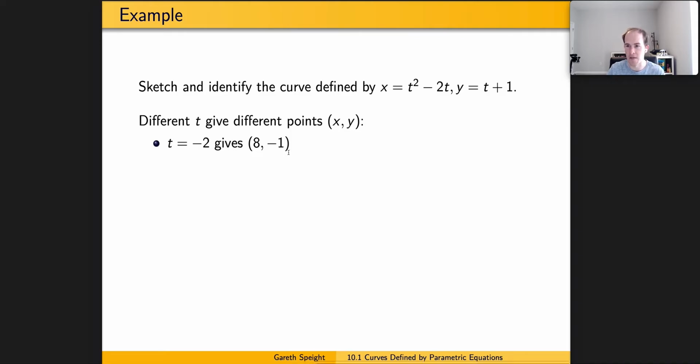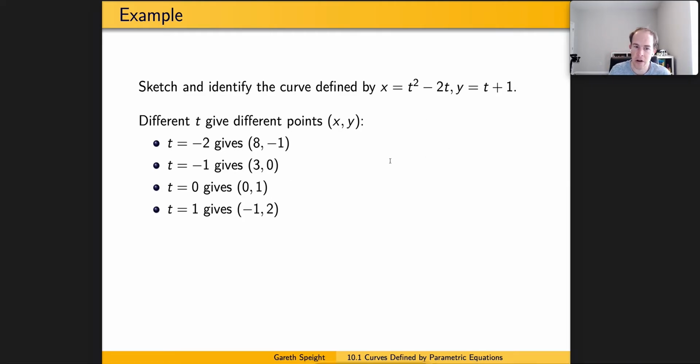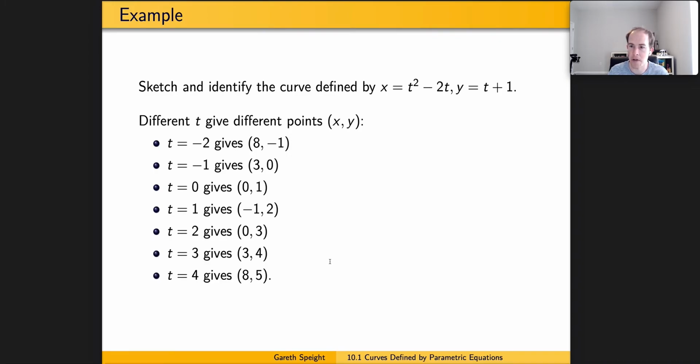So the point (8, -1) is on the curve. Similarly, with t equals -1, it gives us 1 plus 2, so x equals 3, and then y equals -1 plus 1, y equals 0. So the point (3, 0) is on the curve. And then so on for different values of t. We just pick some t's that we want to substitute where we can easily compute the point. So t equals 0 gives x equals 0, y equals 1. And then we get (-1, 2), (0, 3), (3, 4), (8, 5), and so on, just by plugging in different t's and calculating x and y.